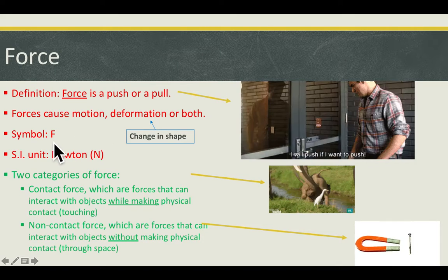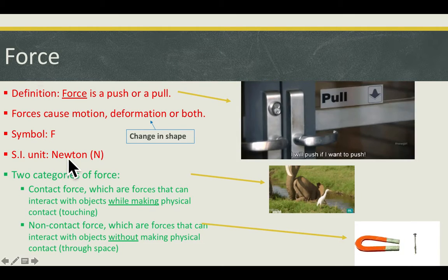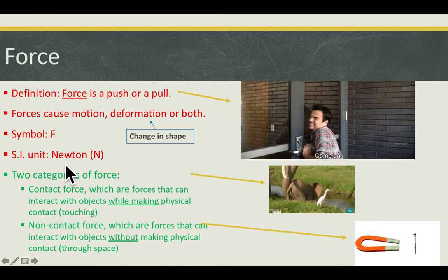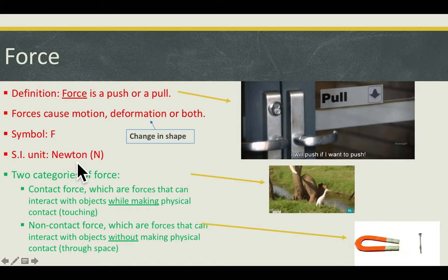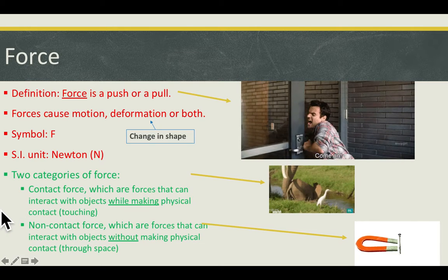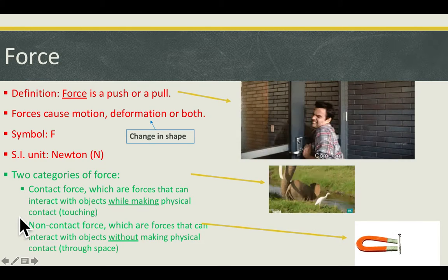The symbol for force is an uppercase F, and the unit that we use to measure forces in is a Newton. I believe you probably learned that in middle school science. Keep in mind that there's actually two kinds of forces.